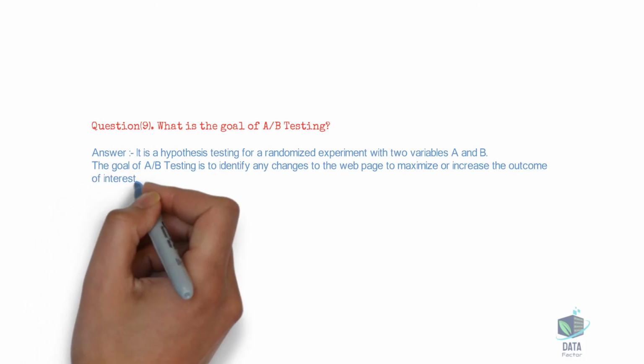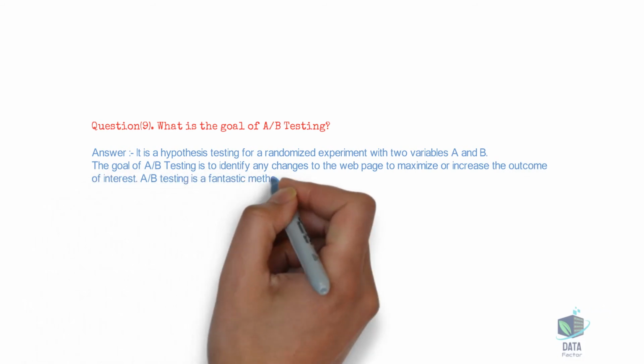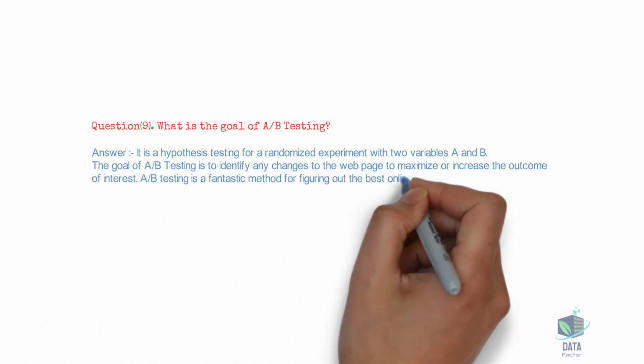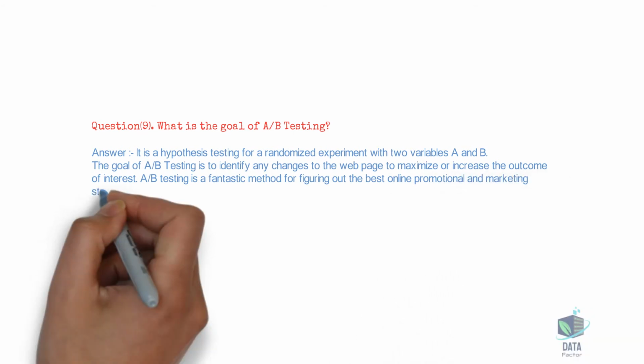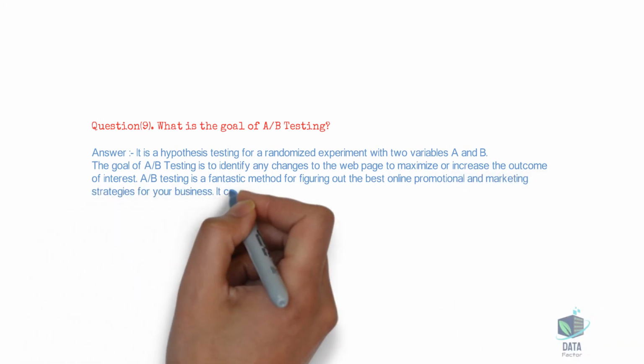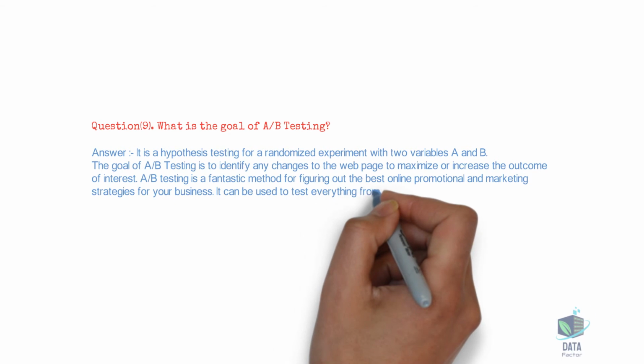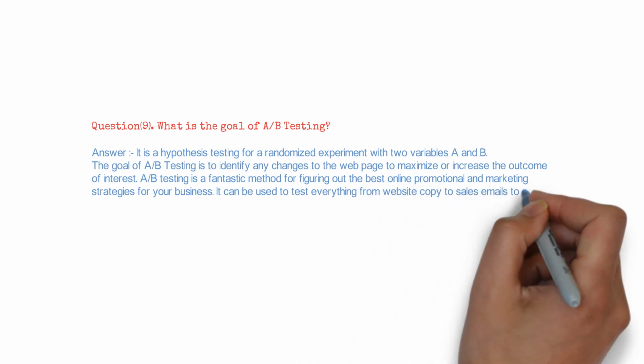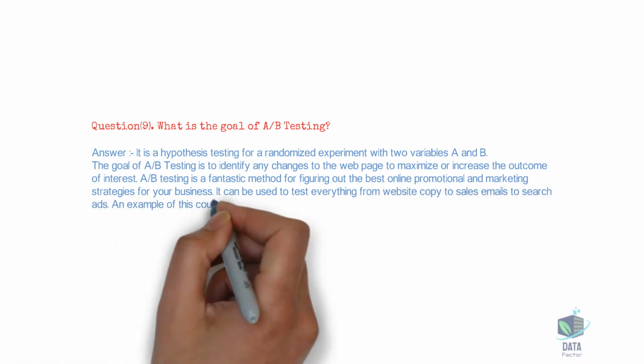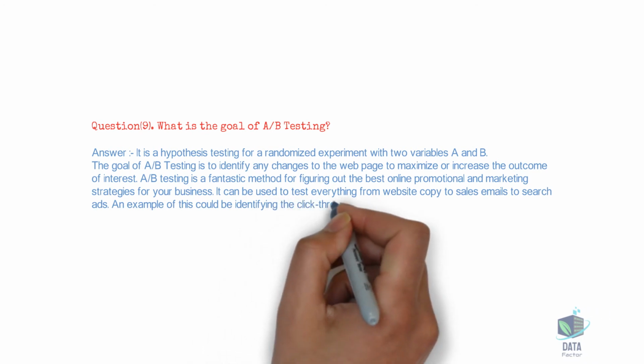of interest. A/B testing is a fantastic method for figuring out the best online promotional and marketing strategies for your business. It can be used to test everything from website copy to sales emails to search ads. An example of this could be identifying the click-through rate for a banner ad.